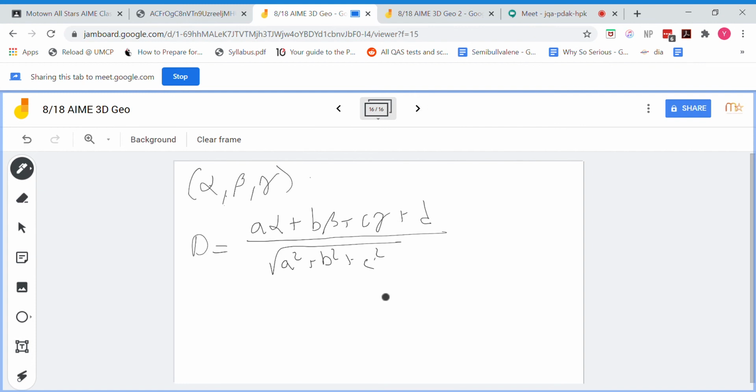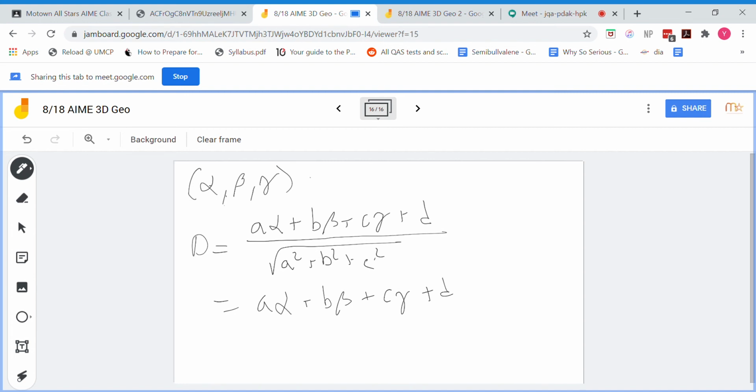This is similar to the distance from a point to a line in 2D geometry. For a point to a line, you just don't have the d variable, and you don't have cz. And the way we defined the plane, the denominator is equal to 1, so this is just a alpha plus b beta plus c gamma plus d.